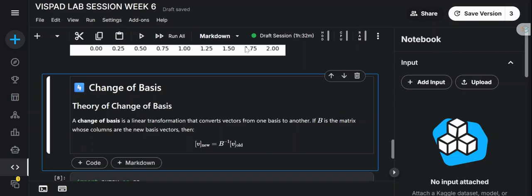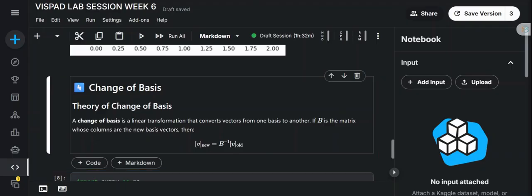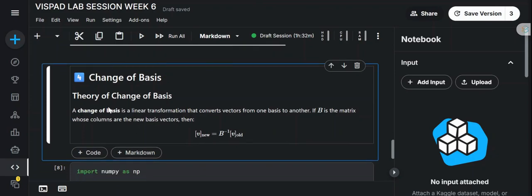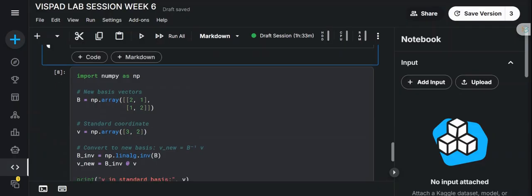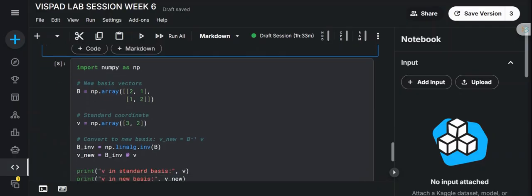Wait, let me try and understand this well before I. So the theory of a change of base is a linear transformation, of course, if you want to change the basis of a certain, let's say, vector space. So that converts vectors from one basis to another. So if B is the matrix whose columns are the new basis vectors, then V new, that's the new vector, equals the inverse of B times the old vectors. Okay, so now let's see how to implement this via code.